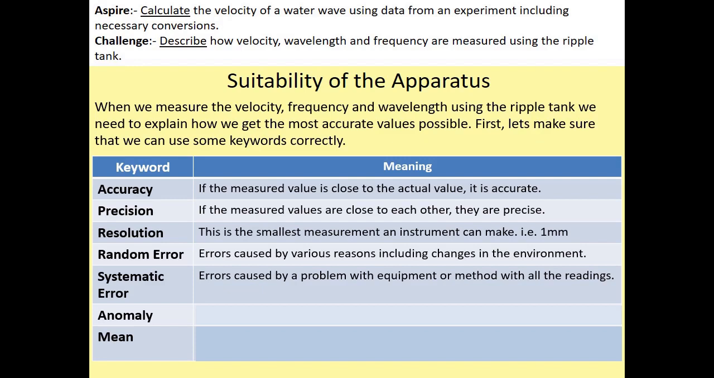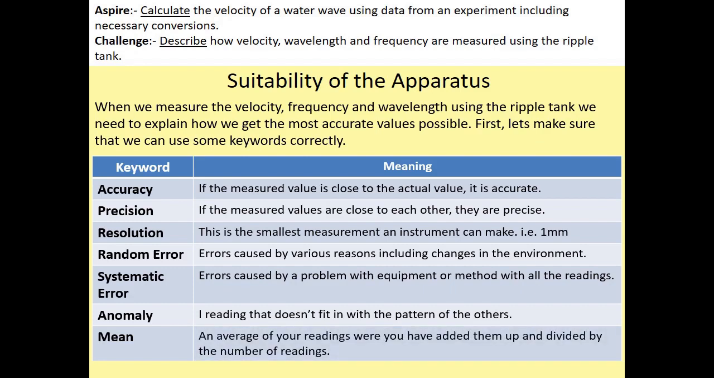So anomaly then, I think we're all right with anomaly. It's one reading that doesn't fit in with the rest. So as you're doing a practical, best practice would be just to cross that one out and do another one. Or certainly, if you're not in a position to do that, then don't include it in the mean. So the mean then, it's an average, mathematical average. You add up the values that you've got, and then you divide by however many you've got. Quite often in science we'd use 3 because that's a reasonable number and it's all we have time for quite often.